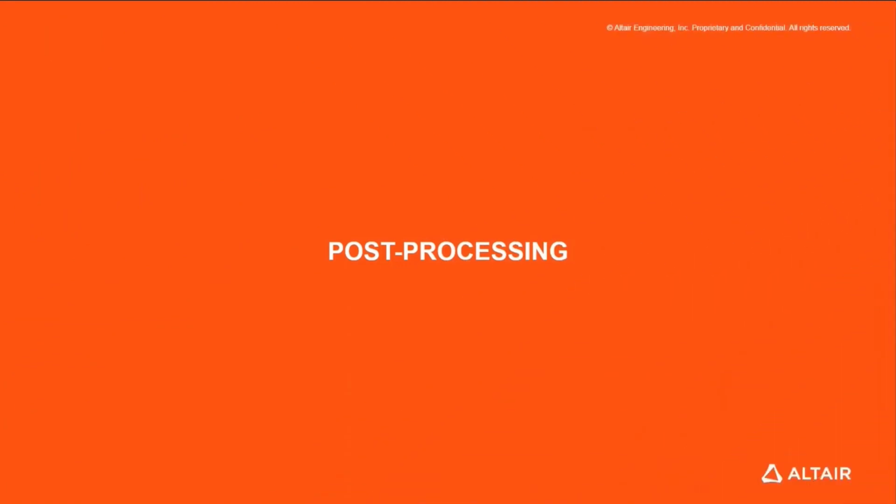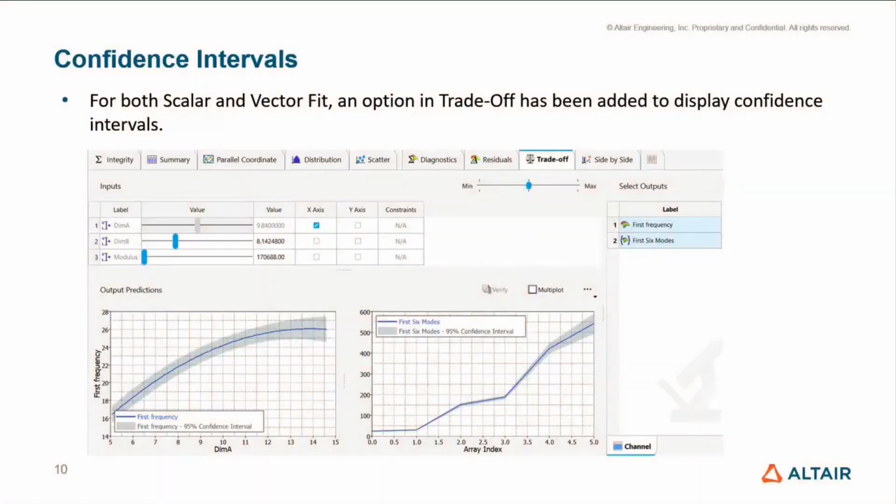Okay, we have the third category, post-processing and visualization. We have quite a bit of improvement in this area. The first one I'll start with is confidence intervals. This was really born out of the discussions when we were introducing the vector fits. Why not show the confidence intervals?